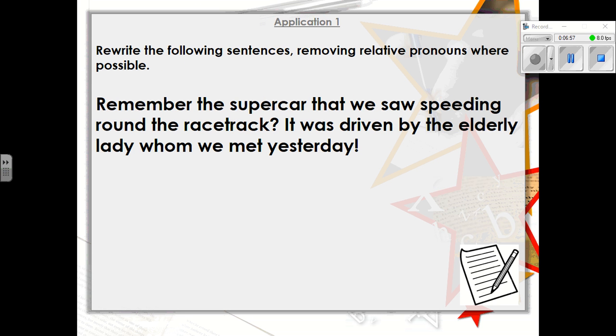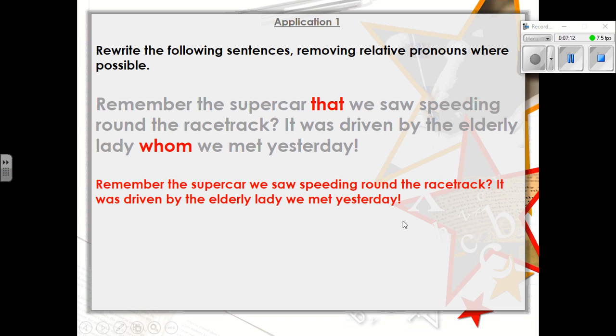Finally, what I want you to do is rewrite the following sentences, removing relative pronouns where possible. So you're going to rewrite this phrase, find your relative pronouns, remove them, and see if it still makes sense. So pause the video and give that a go for me. Remember to write down your answer. Okay, so let's have a look. Remember the supercar we saw speeding around the racetrack? It was driven by an elderly lady we met yesterday. Okay, so the two relative pronouns that and whom have been removed and the sentences still make sense.